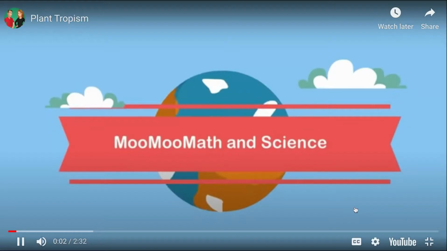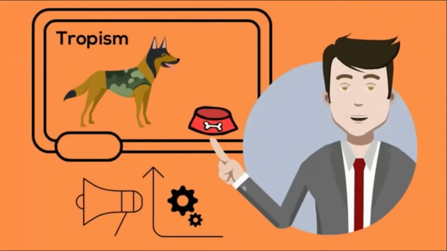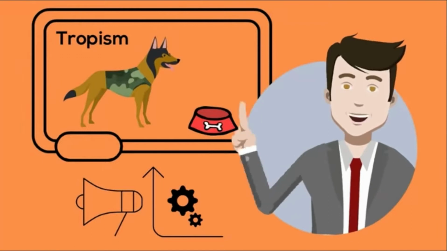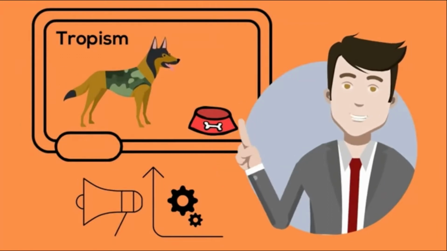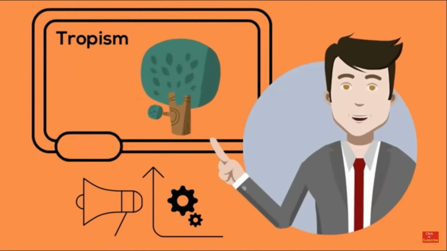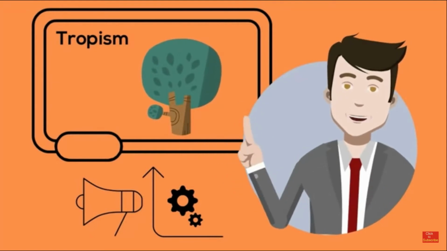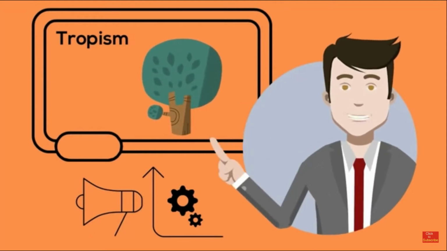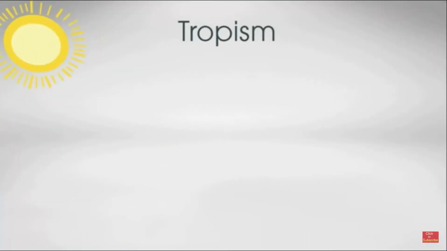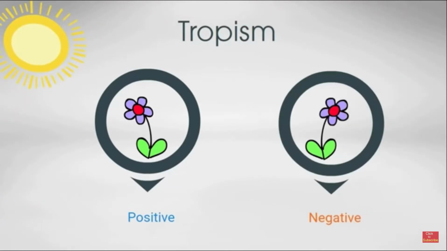In this video, I'd like to talk about plant tropism. Animals many times respond to stimulus by moving. For example, when you come home in the afternoon, your dog will wag its tail. Plants also respond to stimulus, but many times by growing. A plant's growth response towards or away from a stimulus is called a tropism. If a plant grows towards the stimulus, it is said to show a positive tropism. If it grows away from a stimulus, it shows a negative tropism.